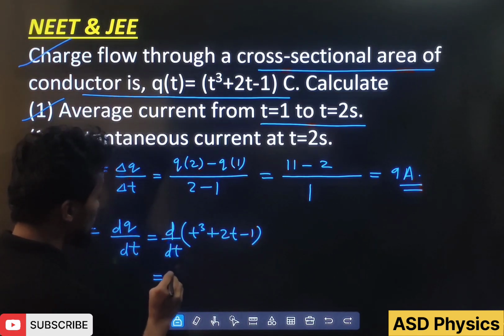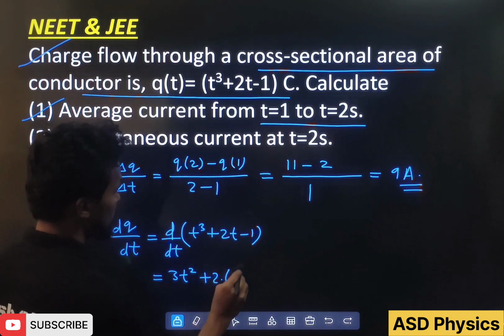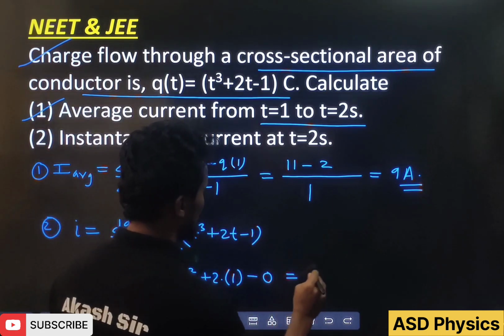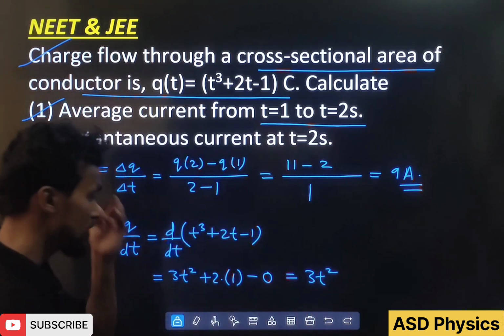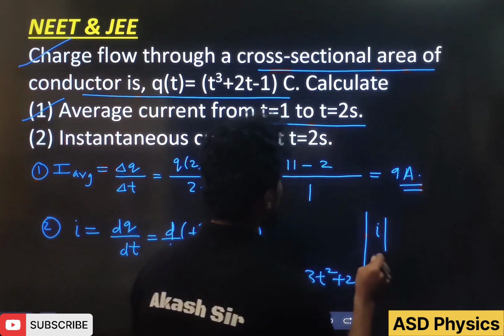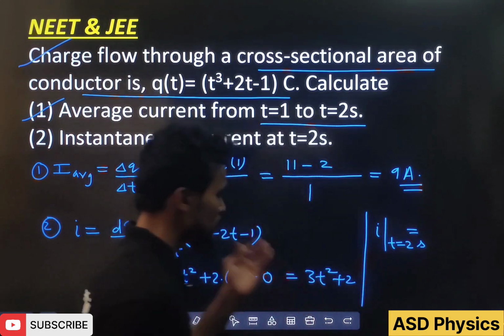d by dt of t cube, how much is there? 3t square. Plus 2, differentiation of t, how much is there? 1. Minus differentiation of constant, 0. So students, it will come here 3t square plus 2. Okay. After that, at which time do they ask? They ask at t equal to 2 seconds. Okay, 2 seconds.